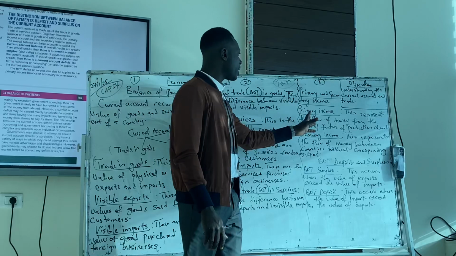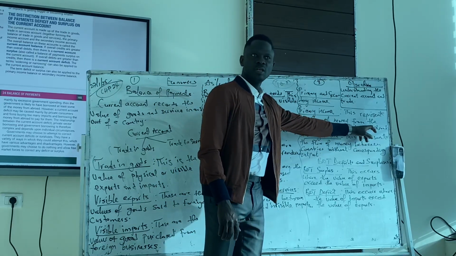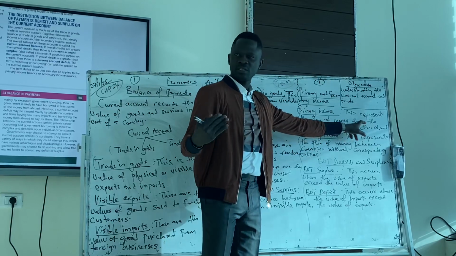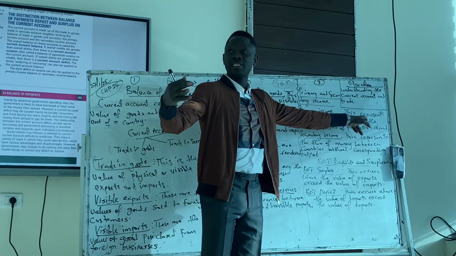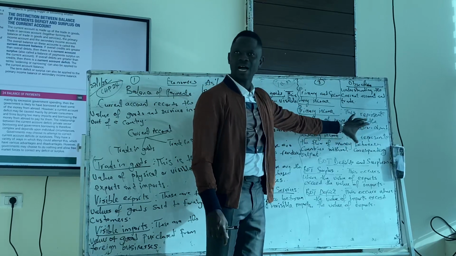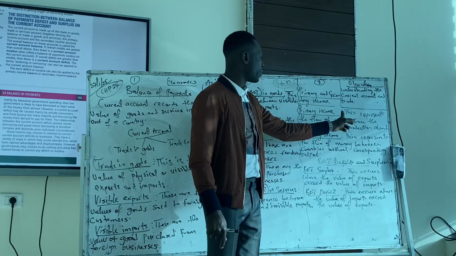So here I wrote for primary income: this represents the flow of money from loan of factors of production abroad. We know what factors of production are. The resources that help us to produce goods and services: land, labor, enterprise, and capital. If Libyans have them abroad, the return on those factors of production is called primary income.